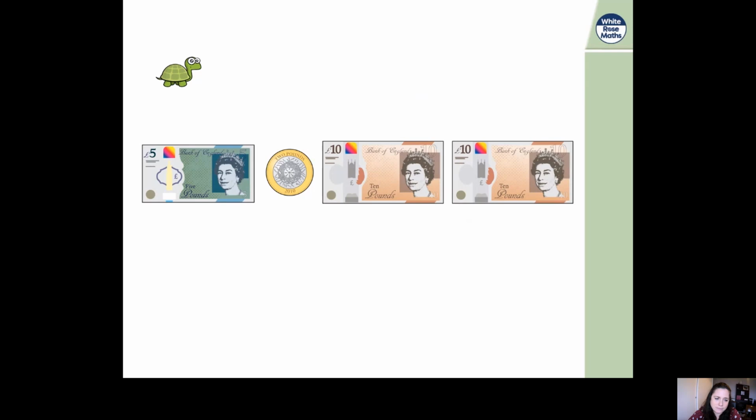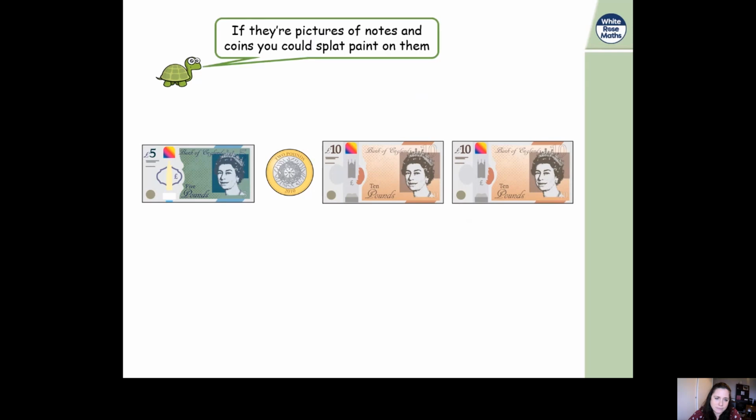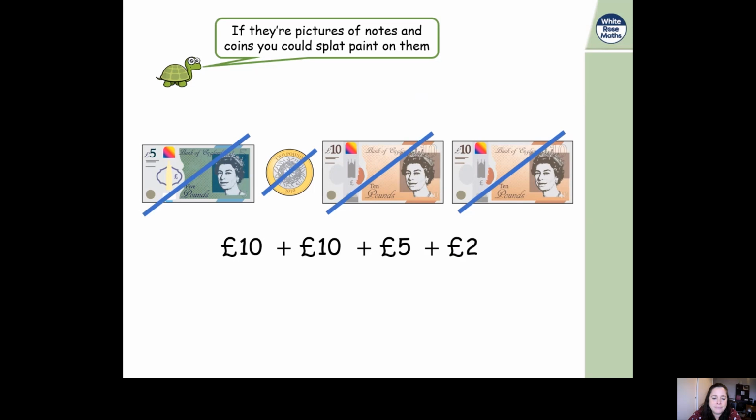Tiny, you're adding some notes as well. Oh, that's a really good tip. If you are adding pictures of notes, then you could splash paint on them, I suppose, Tiny, or it might be more sensible to just draw a line through them when you've counted them. So maybe like this. So we've got £10, another 10, so we know we've got both £10 now. You could even add it up as you're going. 10 and 10 is 20, and then add the 5 will be 25, and then add 2 more will be 27. That's a good idea, Tiny. Maybe not the paint, though.